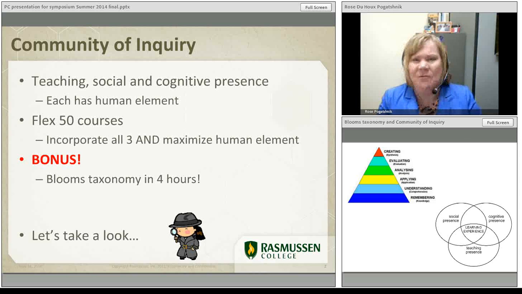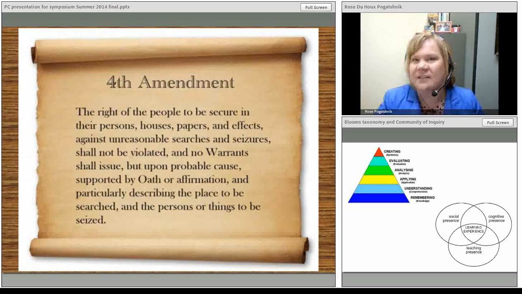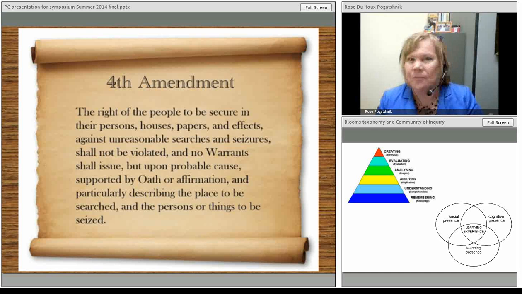And there's a bonus. It also gives you the opportunity to work through Bloom's taxonomy with students in the 4 hours that you have with them each week. So let's take a look. I'm going to walk through an example of something that I have done in one of my criminal justice classes. While I'm talking through this, I would like you to envision how you might incorporate these basic components into your classes. The example I'm going to give is helping students understand the Fourth Amendment and how it applies.